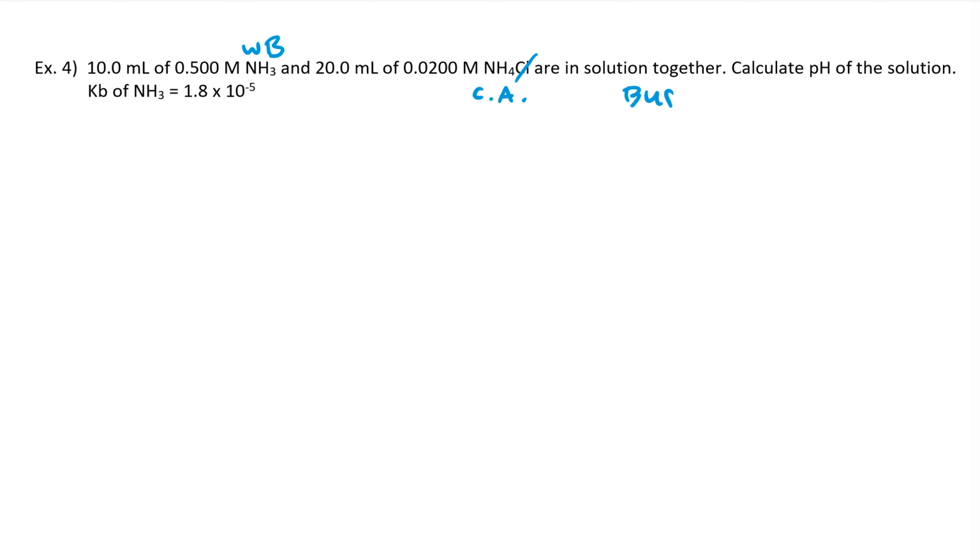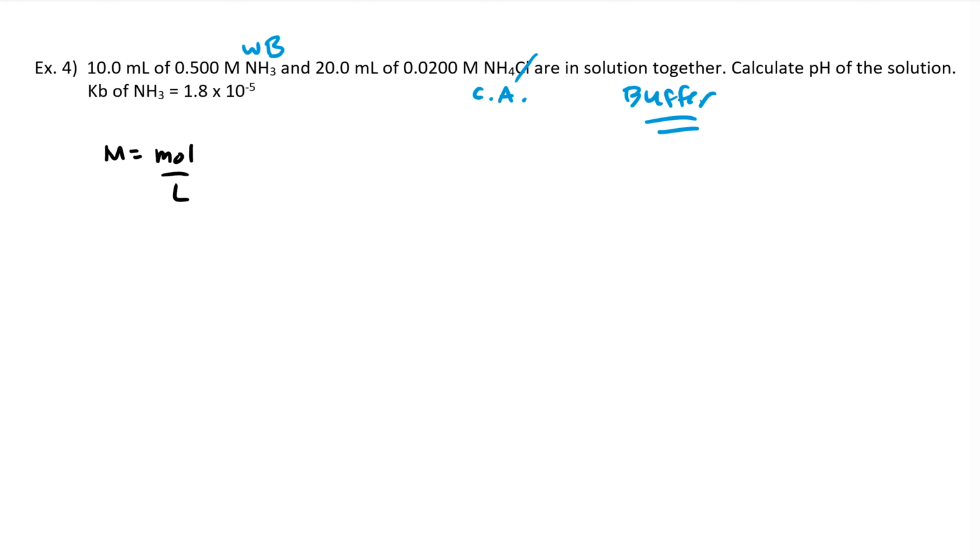Together in solution, we have another buffer. Okay, so we're going to follow the same format. The only difference here is that I wasn't given moles right away. They gave me volume, they gave me molarity, but I know that molarity is really moles over liters, and you really got to think about that. When you see that capital M, molar, it is really moles over liters.